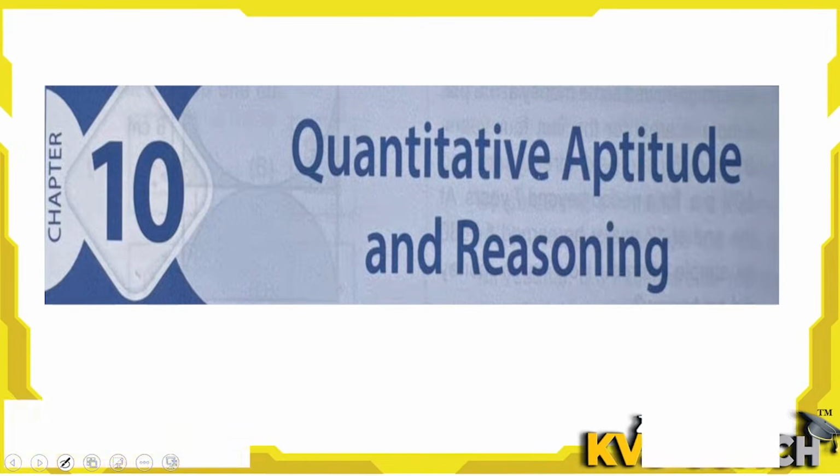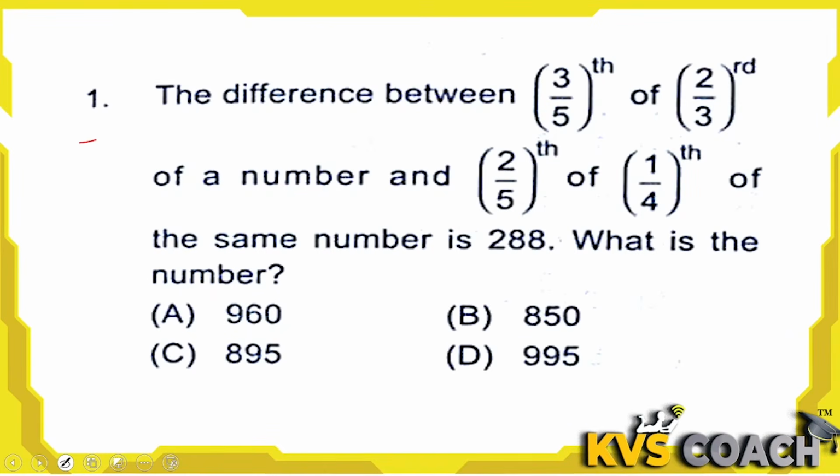Let's start. Question 1: the difference between 3/5 of 2/3 of a number and 2/5 of 1/4 of the same number is 288. It means the difference between this number and this number is 288, and both numbers are from the same number. What is that number which has 3/5 of 2/3 and 2/5 of 1/4?